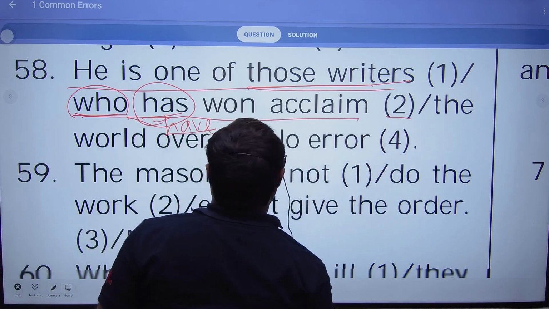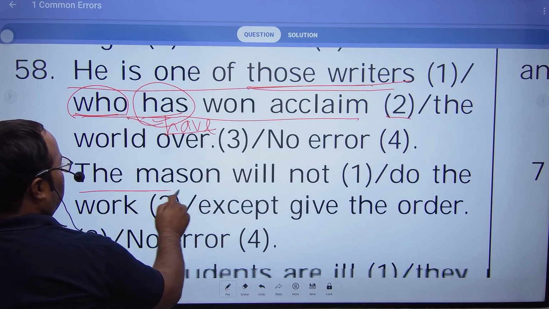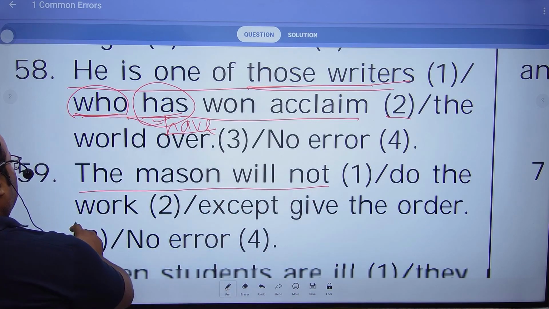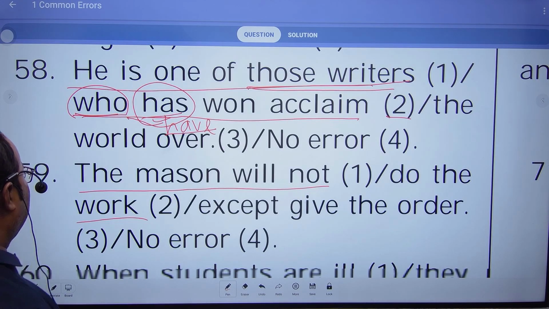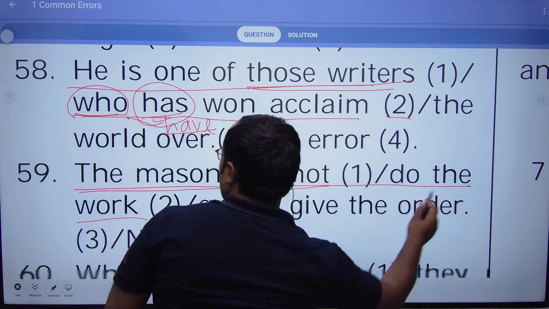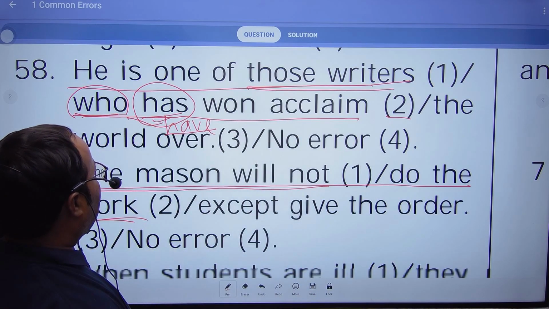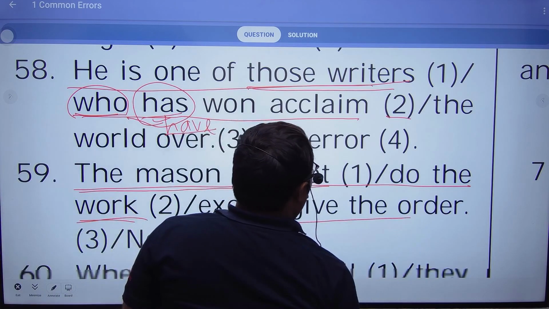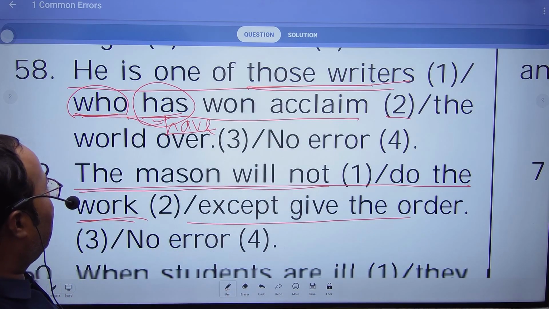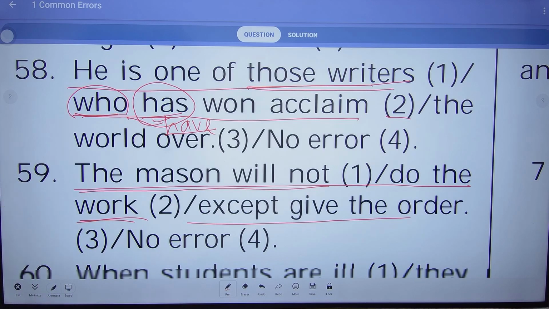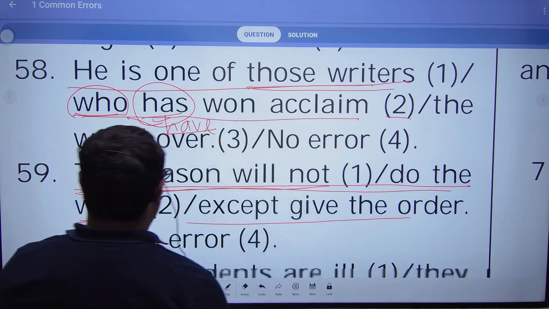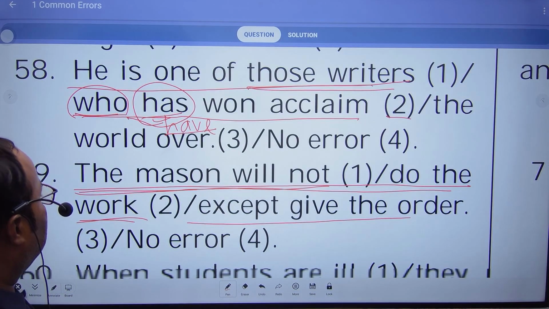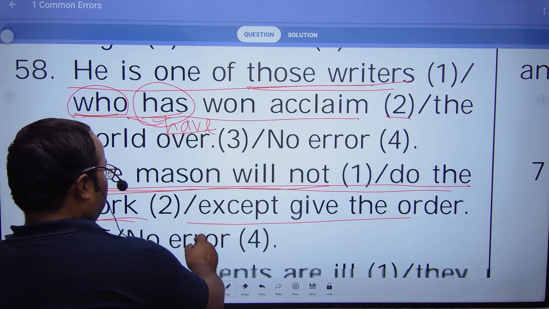सो इन सेकेंड सेक्शन मिस्टेक इज नेक्स्ट है द मेसन विल नॉट डू द वर्क. मेसन मतलब मकान का निर्माण करने वाले, महल का निर्माण करने वाले. द मेसन विल नॉट डू द वर्क, मेसन महल का निर्माण करने वाला काम नहीं करेगा एक्सेप्ट गिव द ऑर्डर, आदेश देने के बजाय. सो द मिस्टेक इज हियर, नॉट एक्चुअली द मेसन विल नॉट डू द वर्क, द मेसन विल नॉट डू the work except giving the order.